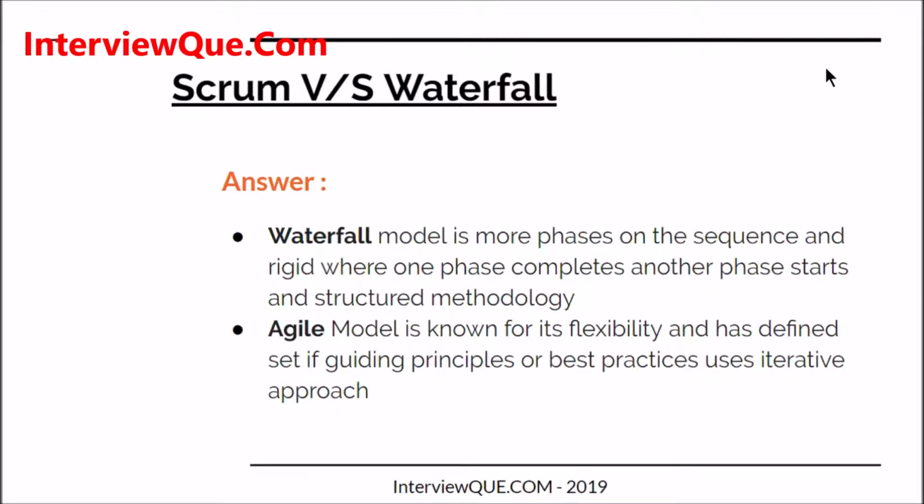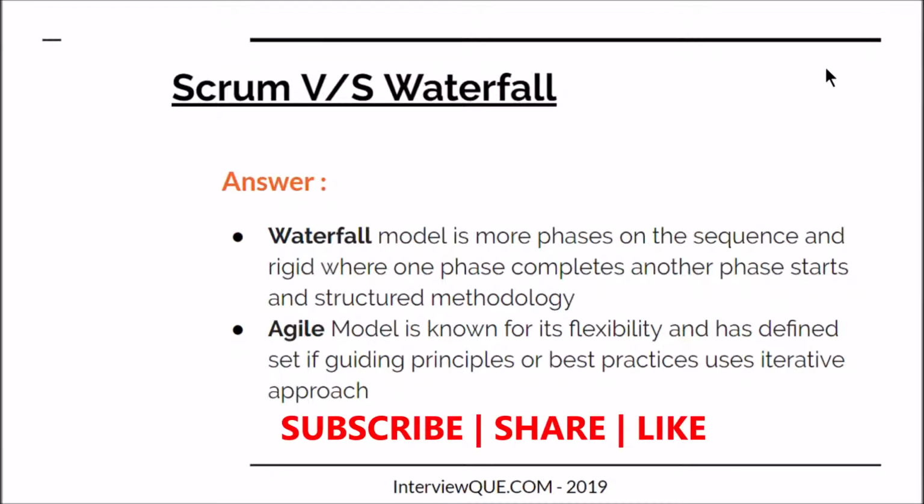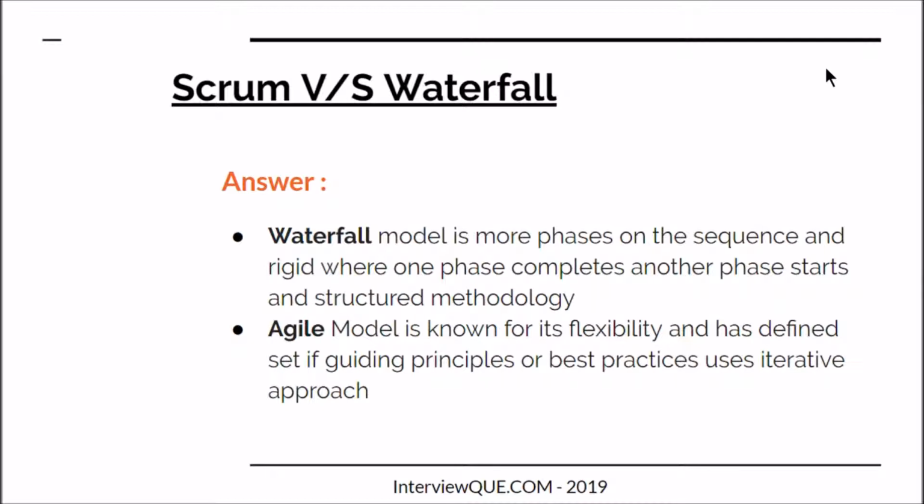So this is normally the main question they ask if you're working in Agile or if you're working in Scrum, and definitely this would be the first question they'll be asking. Can you tell me what is the difference between Scrum and Waterfall model? So Waterfall model is more phases on the sequences. The Waterfall, if you remember, will have requirements followed by low level design, high level design, then development, then testing. All the phases go in sequences and are tightly coupled from one phase to another phase, which is well structured, right?